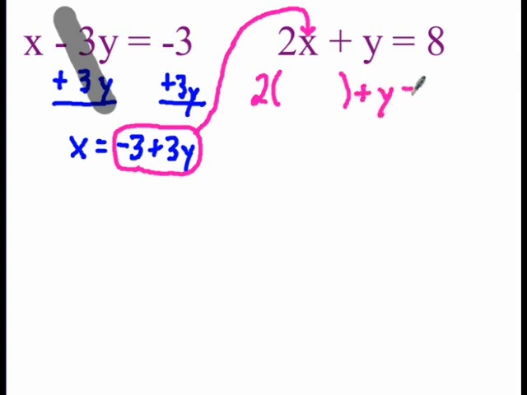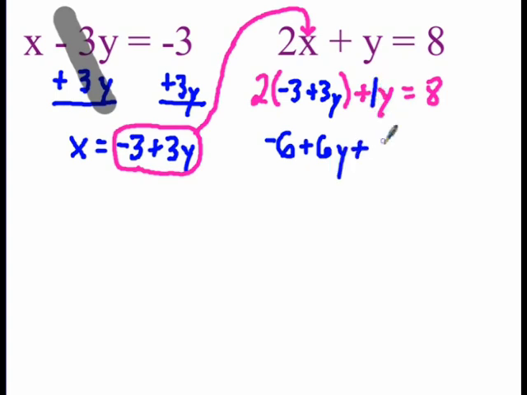But first, I copy this equation exactly the way it looks, and then plug in my negative 3 plus 3y. Finally, it's time to distribute and solve. So I do 2 times negative 3, and then 2 times 3y. Again, if there's no number in front of a letter, I always put a 1. As usual, we have our like terms right up here with the 6y and the 1y. So let's combine those. 6y plus 1y, 7y.